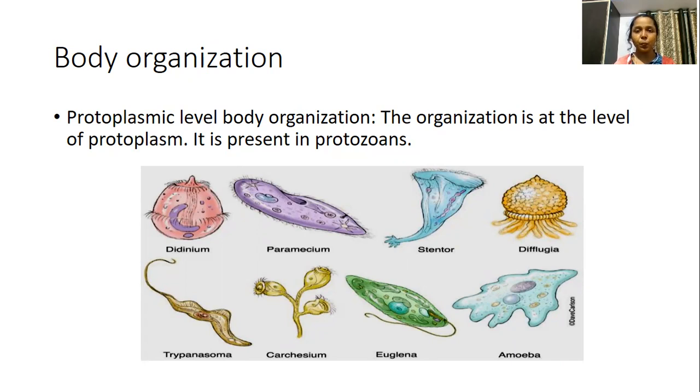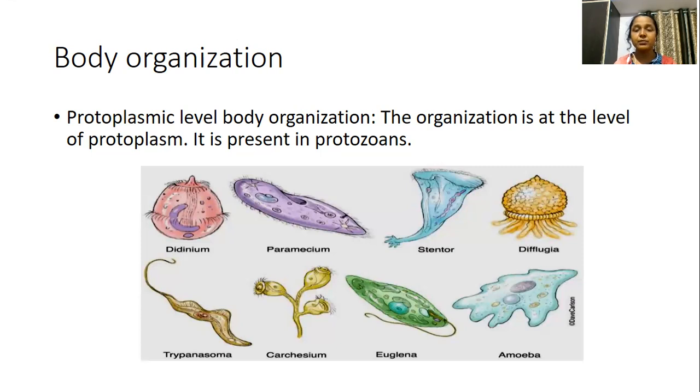When we look into the organisms, the first formed organisms are the protozoans. Proto means first, zoa means animal. The first formed animals, the protozoans, are unicellular microscopic structures. So in the protoplasmic level, we include all the protozoans, which are unicellular microscopic organisms, because here one cell is a complete organism.